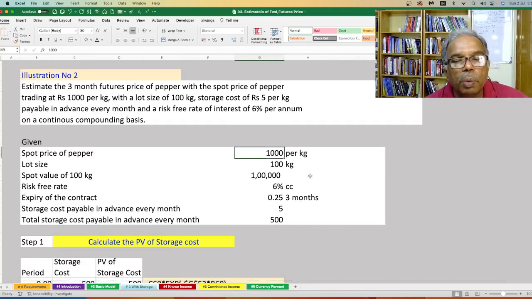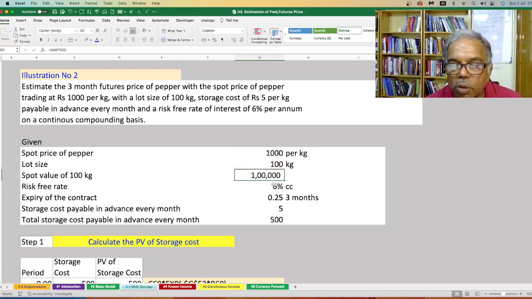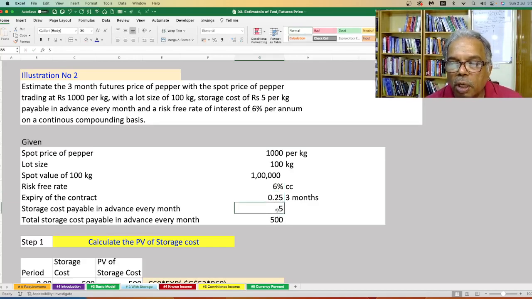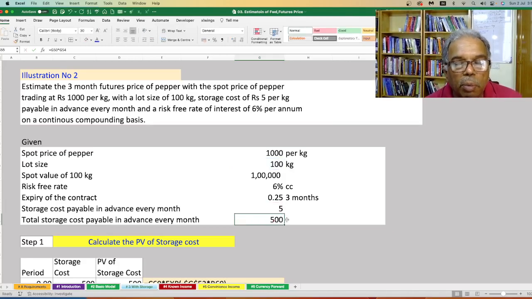Spot price is 1000 rupees per kilo and the lot size is 100 kilos per lot for the futures contract. The spot value is nothing but 1000 into 100 rupees, and the risk free rate is given as 6%, and expiry of the contract is 3 divided by 12 for 3 months, and the storage cost is 5 rupees per kilo and payable every month in advance. Since we are dealing with 3 months, what is the storage cost? The storage cost is 5 into 100 kilos is 500, which is payable every month in advance.